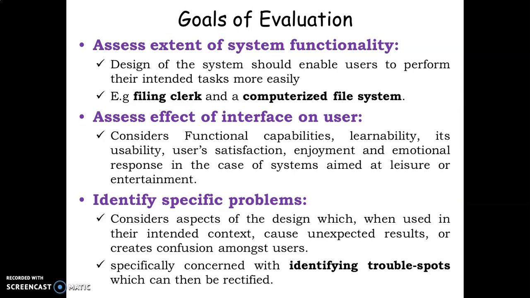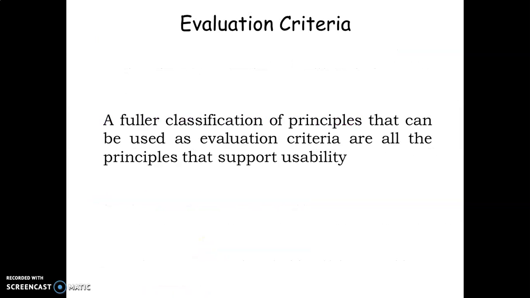The next one is to identify specific problems. This is the final goal of evaluation, to identify specific problems within the design. So here we consider aspects of design which, when used in their intended context, cause unexpected results or create some confusion among the users. This is specifically concerned with identifying the trouble spots which can then be rectified further.